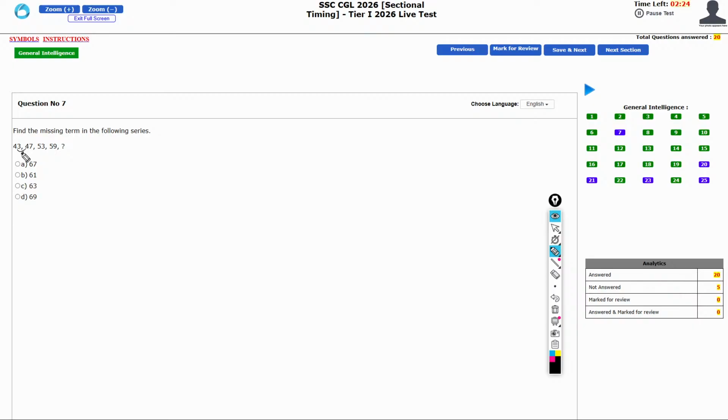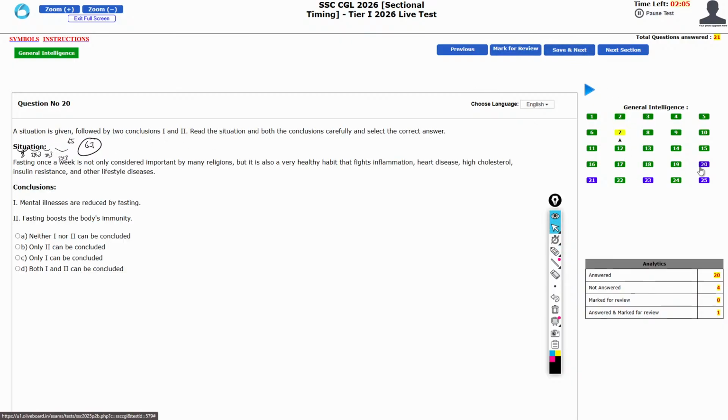The gap is of 2 square, 2 into 3, 2 into 3. If 6, 65, if 8, 67. 67 is most suitable here, but not sure.